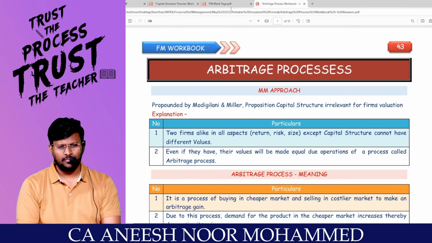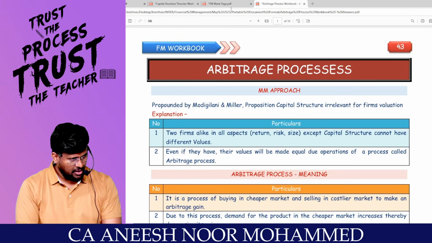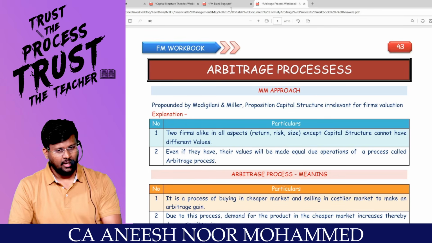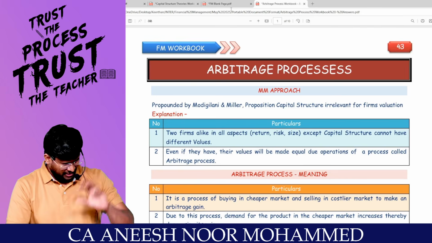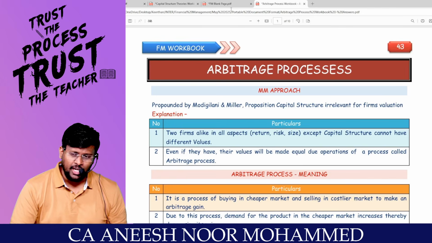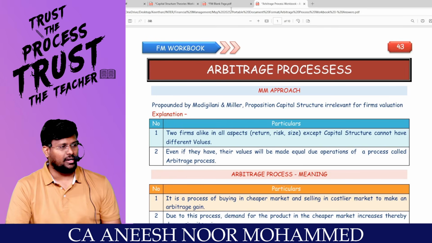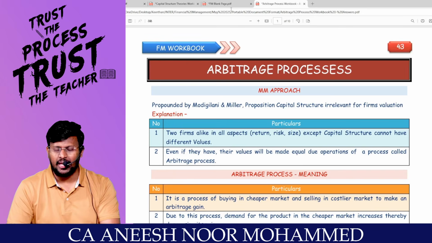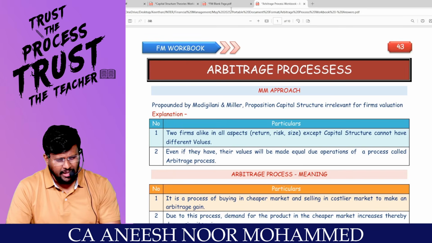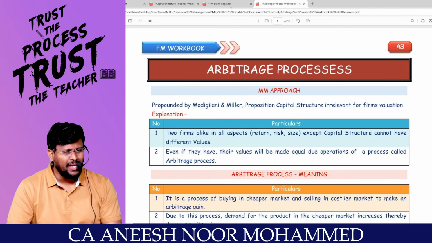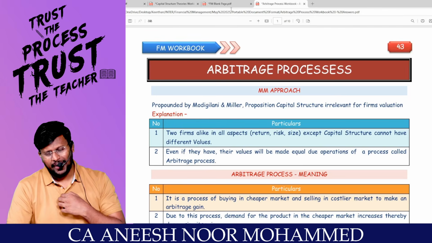Redeemable debt: KD = [I(1 - T) + (RV - NP)/N] / [(RV + NP)/2] x 100. If it is irredeemable debt, KD = I(1 - T)/NP x 100. For preference shares, irredeemable KP = PD/NP x 100. Redeemable: [PD + (RV - NP)/N] / [(RV + NP)/2] x 100.